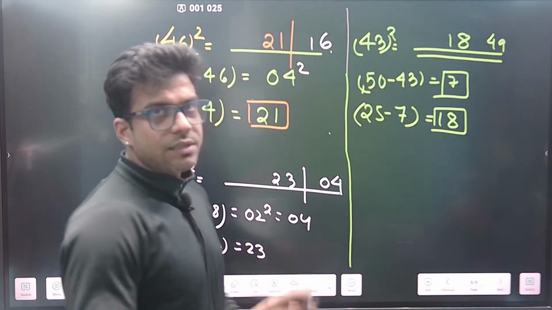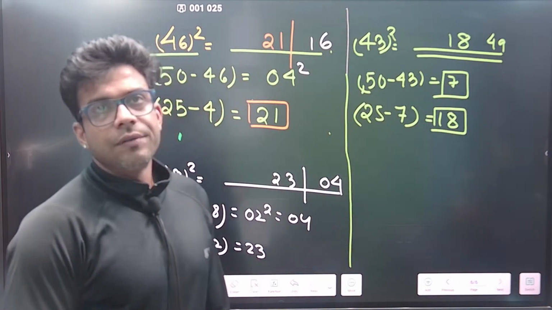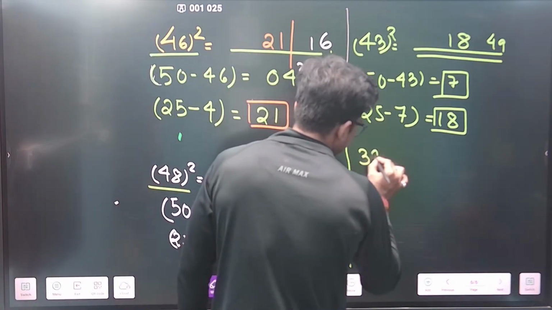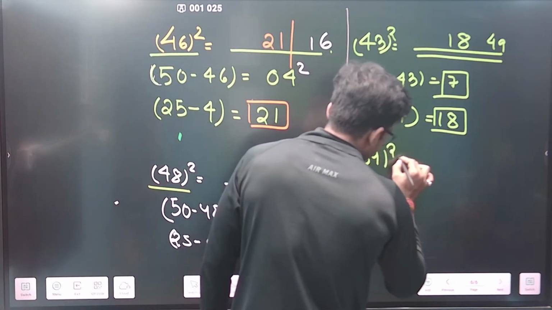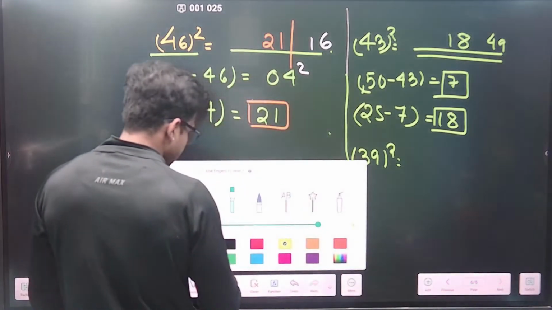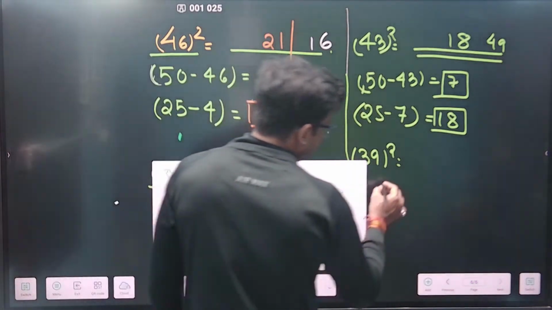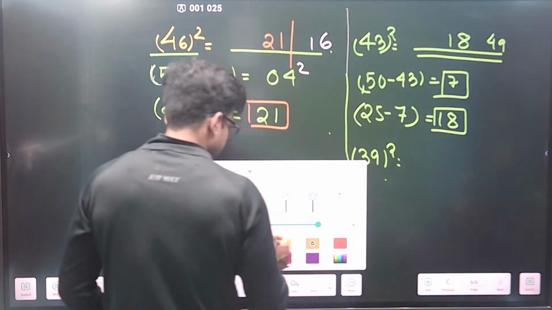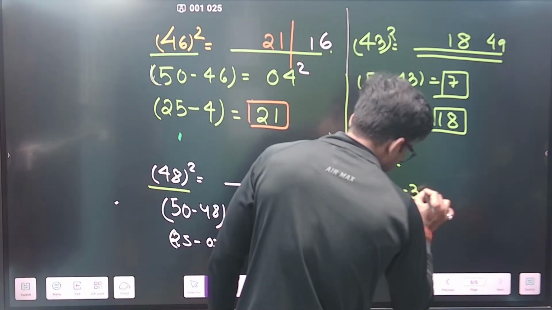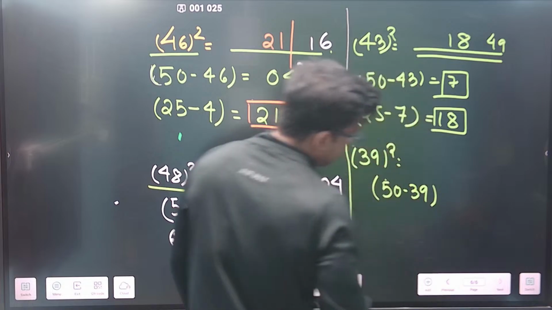Okay. Let's go for the next one, a bigger number, 39 ka square. What is 39 ka square? Again, try to figure it out. 39 ka square means from 50 it is how much less? 50 minus 39 is what?